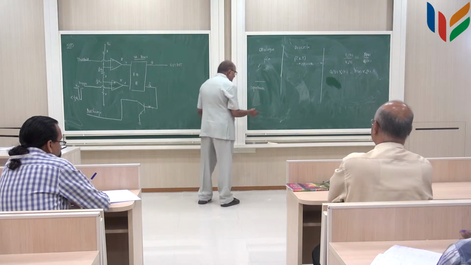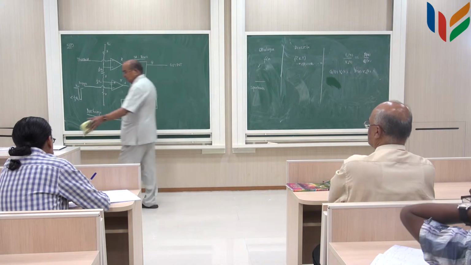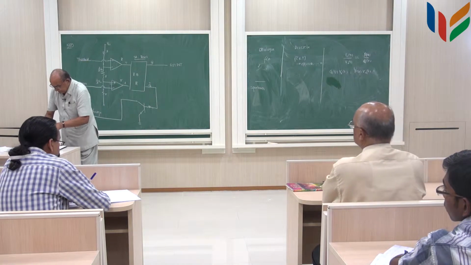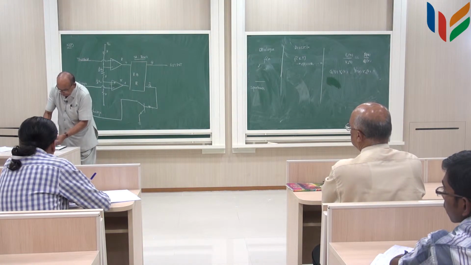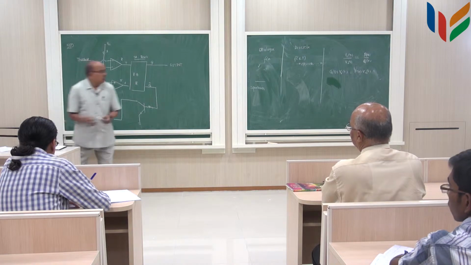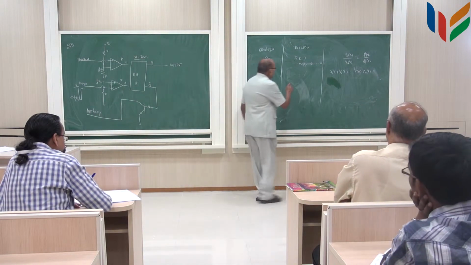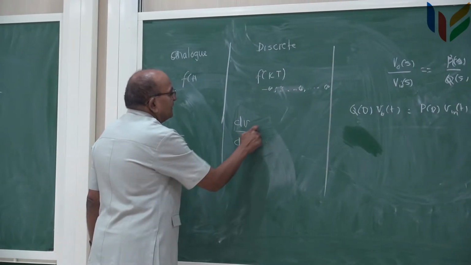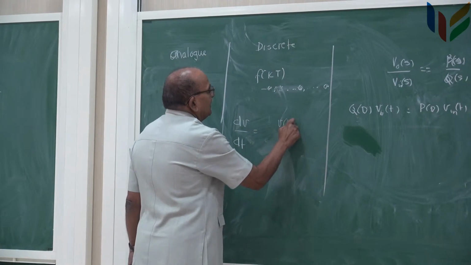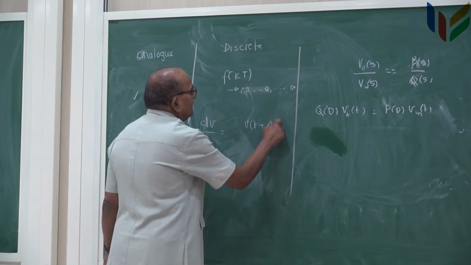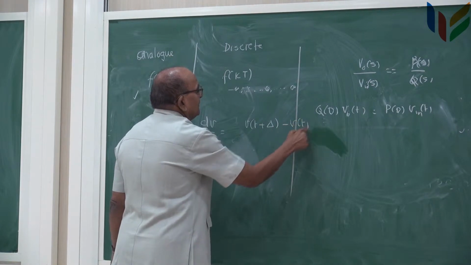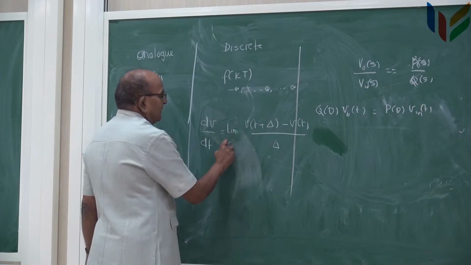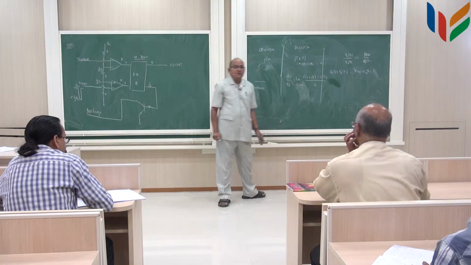I am sure you know that. I may be repeating, but since I am not sure whether you know it or do not know it, I am spending time on that. You know by mathematical definition what a derivative is? A derivative is defined as dV by dt is equal to V(t plus delta) minus V(t) divided by delta, limit delta tends to 0. This is the mathematical definition.